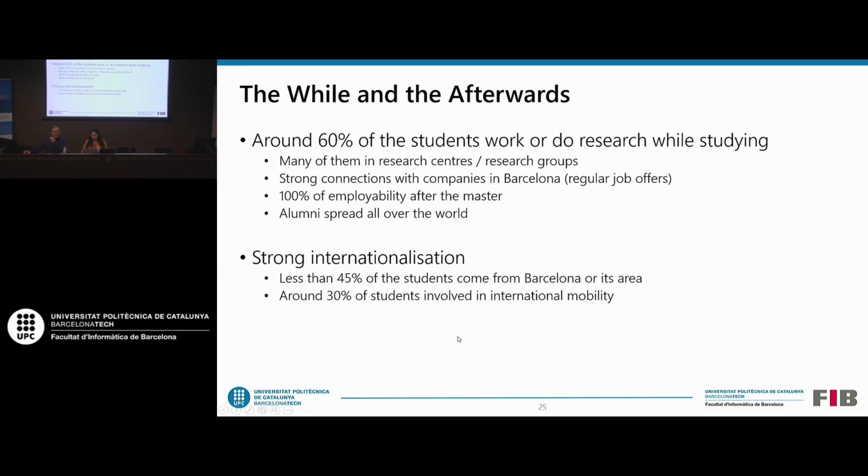Also, it's a master with a strong internationalization. Less than 45% of the students typically come from the Barcelona area, and around 30% of the students move away during the master. It means that you can do mobility. Typically during the first year you need to be in Barcelona, but during the second year you might want to move to another university to follow your studies. This is allowed, and I will explain later how this can be done. And the good thing is that around 30% of our students are engaging in mobility nowadays.